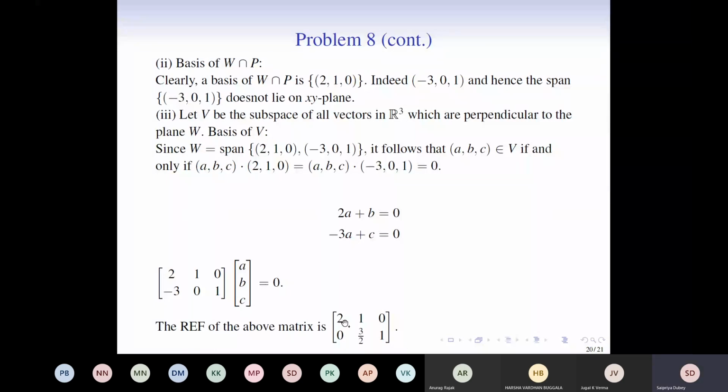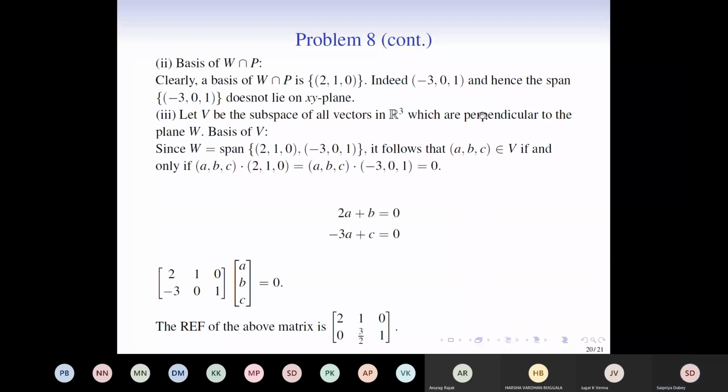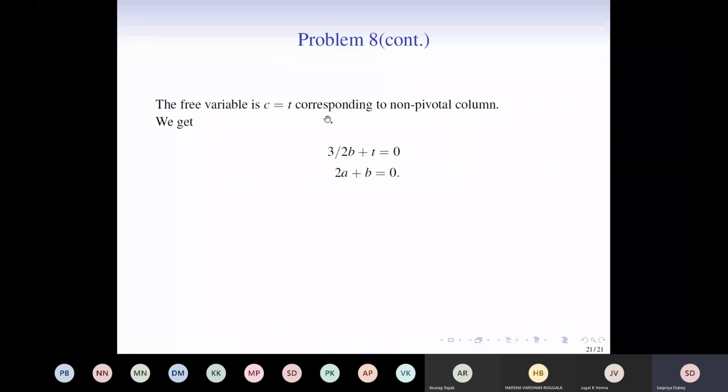Now we see here that the pivotal columns are 1 and 2. So here we just have one free variable corresponding to the third column in this case. These two are the pivotal elements. The free variable is c, which we let equal t, corresponding to the non-pivotal column, which is the third column here. Okay, these two are pivotal elements. So the variable corresponding to this, which is c, is the free variable. Let it be equal to t.